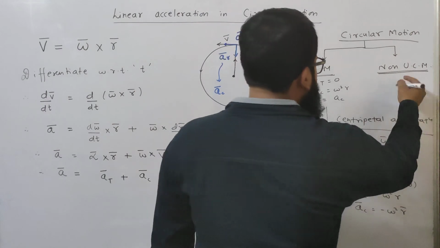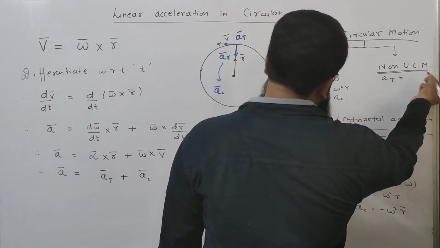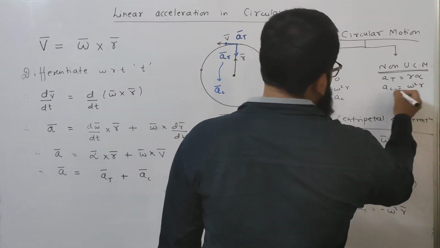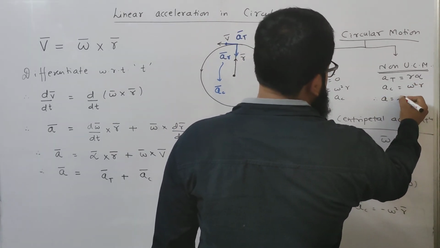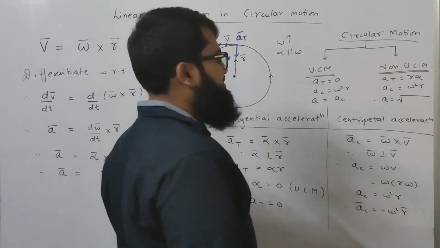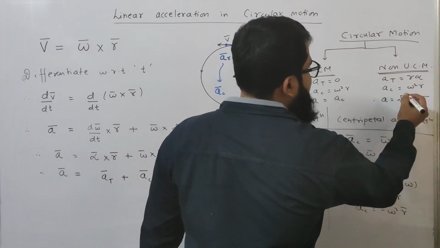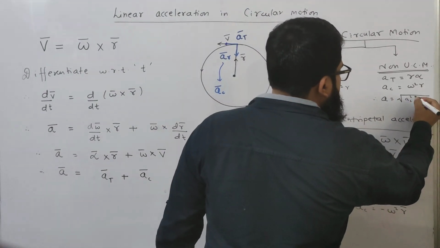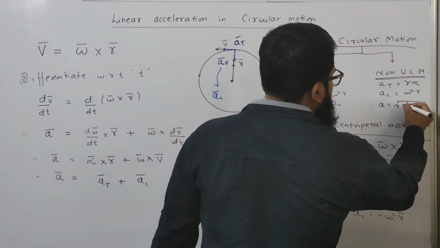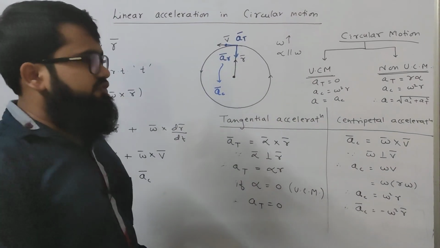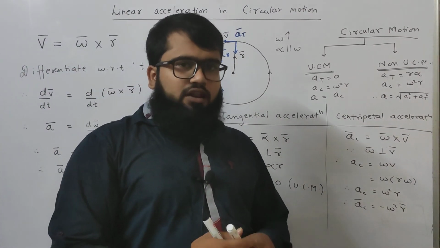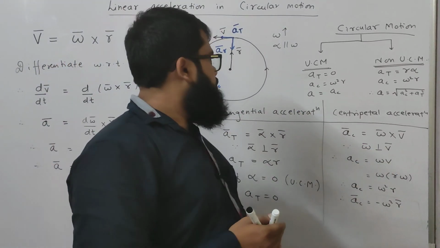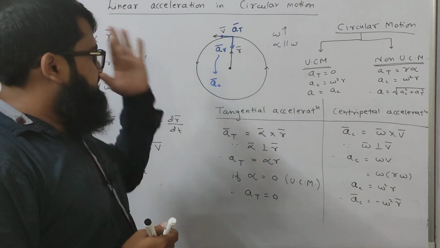In non-UCM, AT is present and it is r alpha. AC is also present, which is omega square r, and therefore A, the total linear acceleration, would be the vector sum of AC and AT. Since both of them are perpendicular, you have to take the under root of AC square plus AT square, because if two vectors are perpendicular, by parallelogram law the vector sum is given by under root of A square plus B square. You know it from your vector classes.